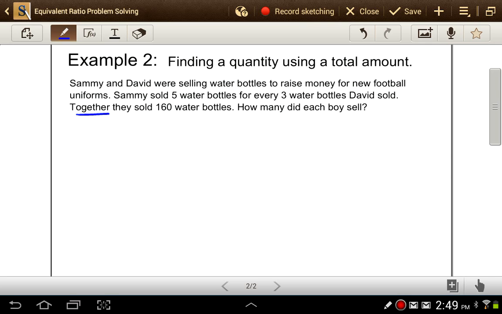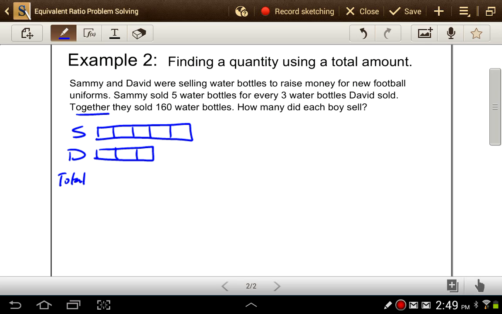Okay, so I'm going to start off with the same thing. For Sammy, I'm going to make a tape diagram that's 5 sections long. And then for David, I'm going to make a tape diagram that's 3 sections long. Okay, now in this one, I know what the together number is. So I'm actually going to make a third tape diagram that is the 2 of them combined. So 5 plus 3 is 8. So I'm going to make it 8 sections long.